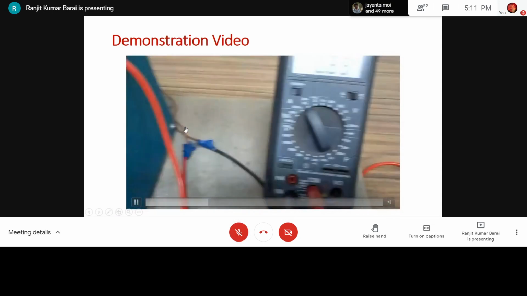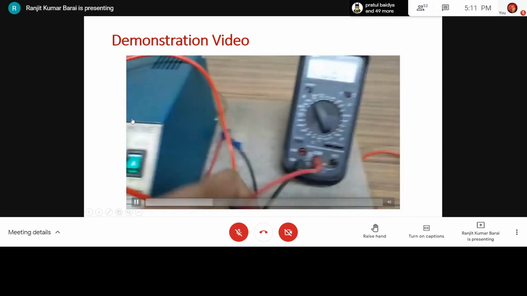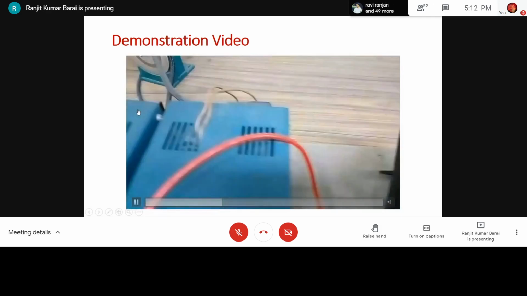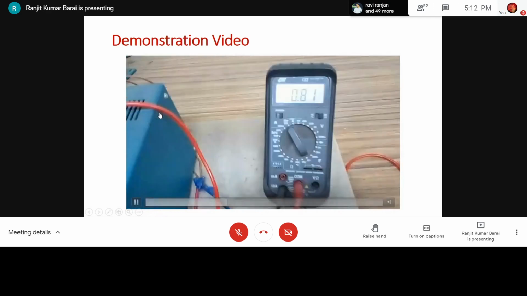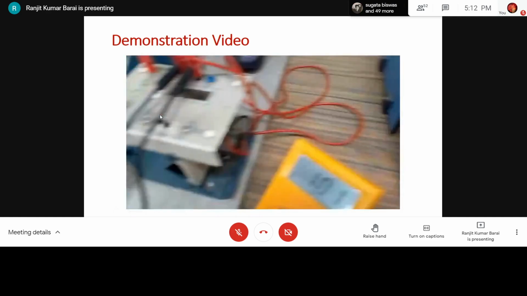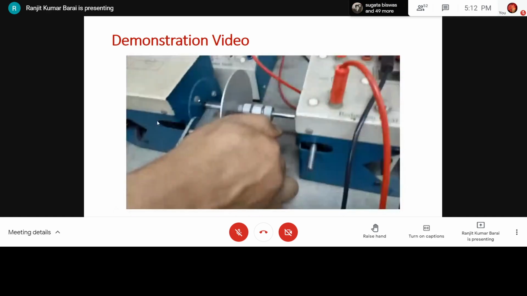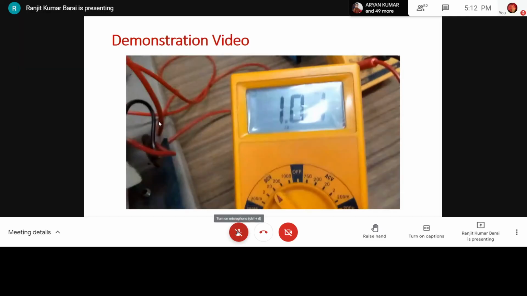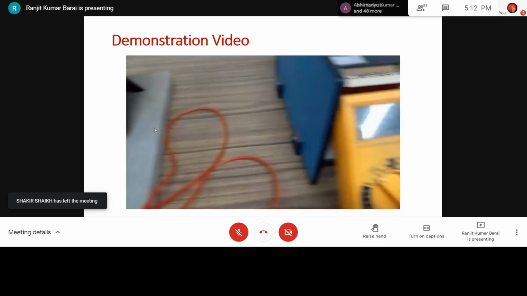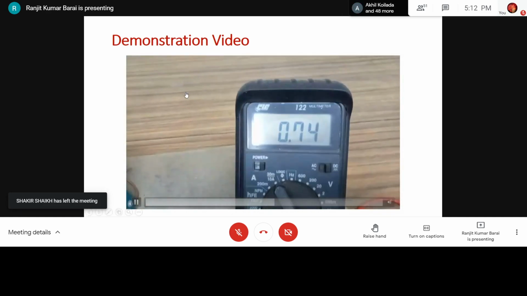And in the next run, what will be done? The loading will be changed. From 10, it will be switched to brake position 8. I tried to show the tracing of the wire so that you can see, yeah, I am changing the brake position to a lower one. What will happen? The current will change. The speed will also.